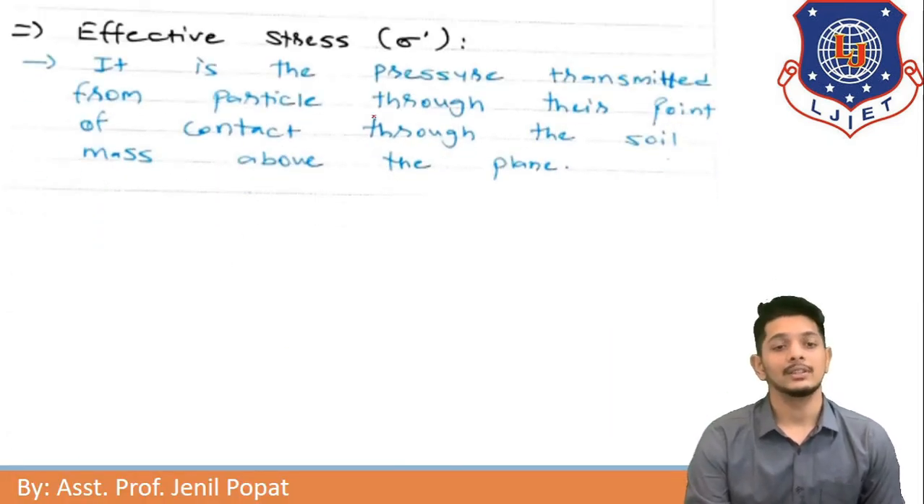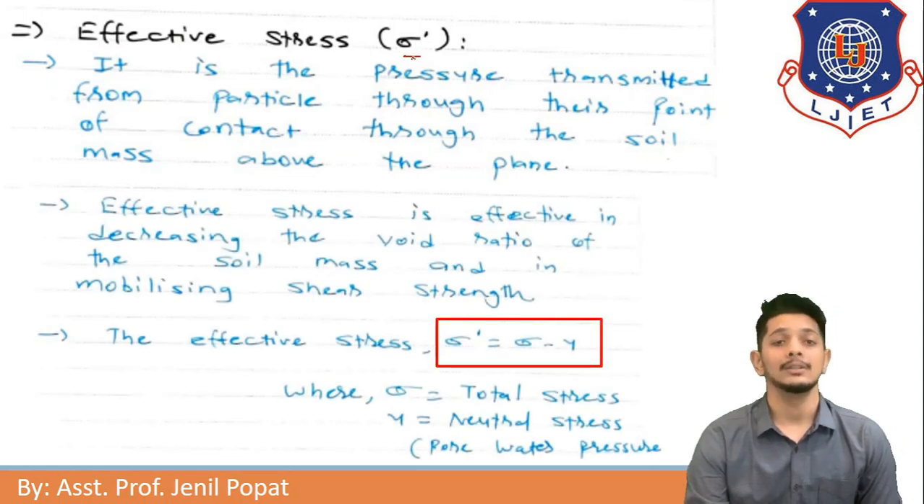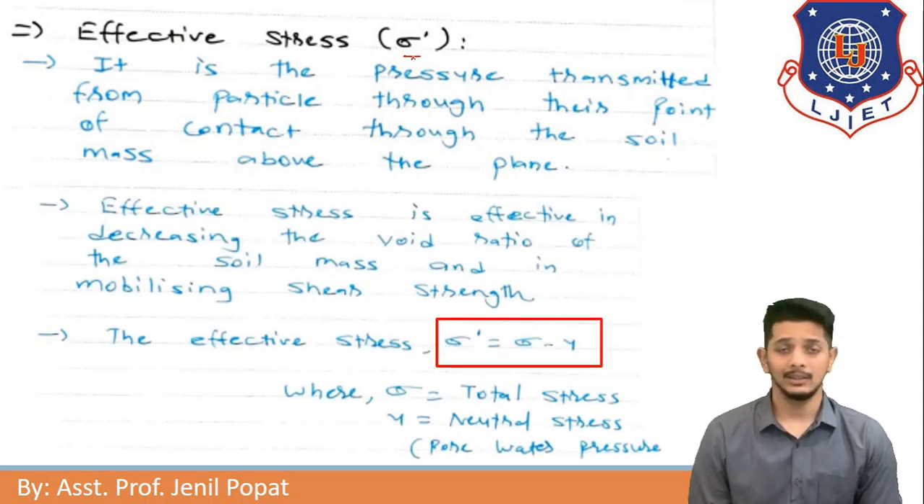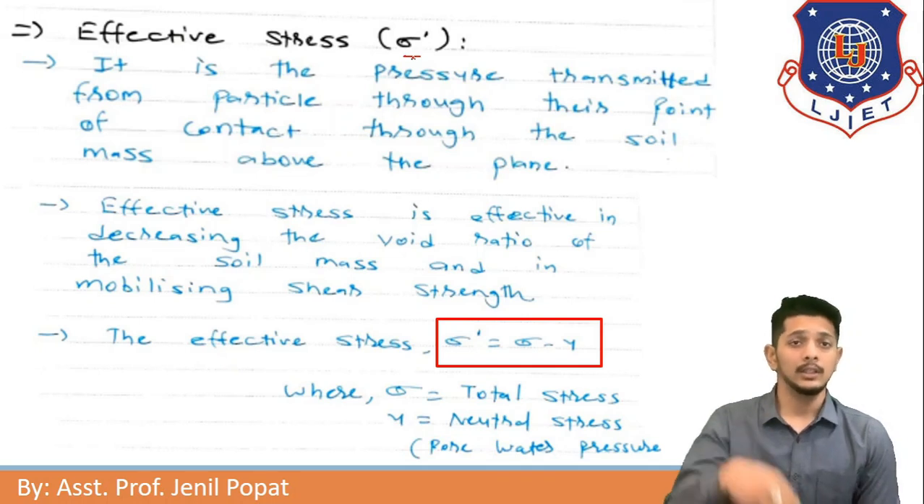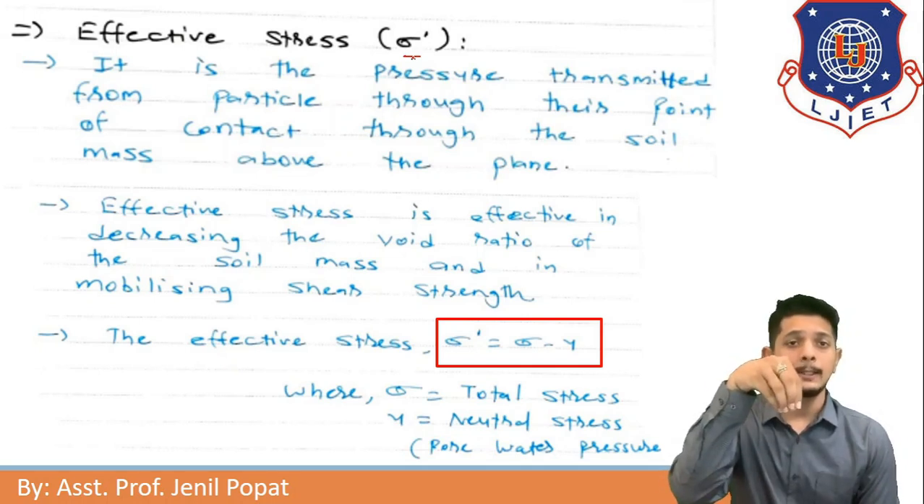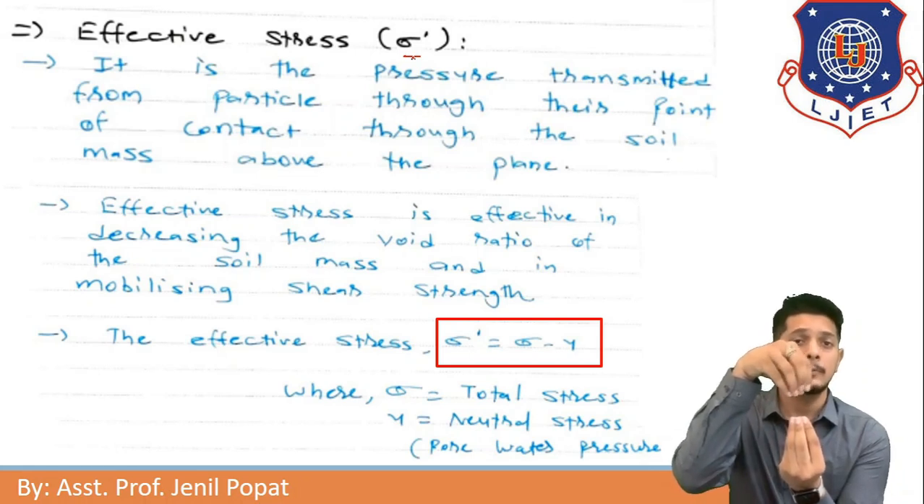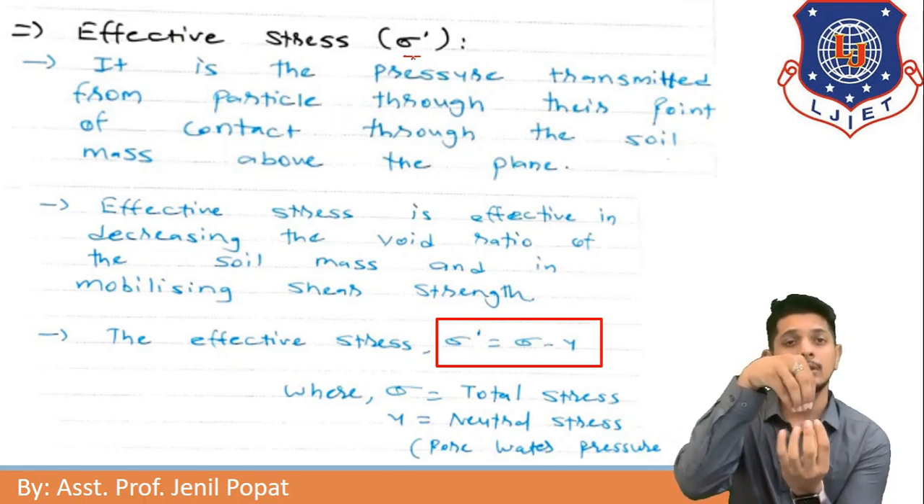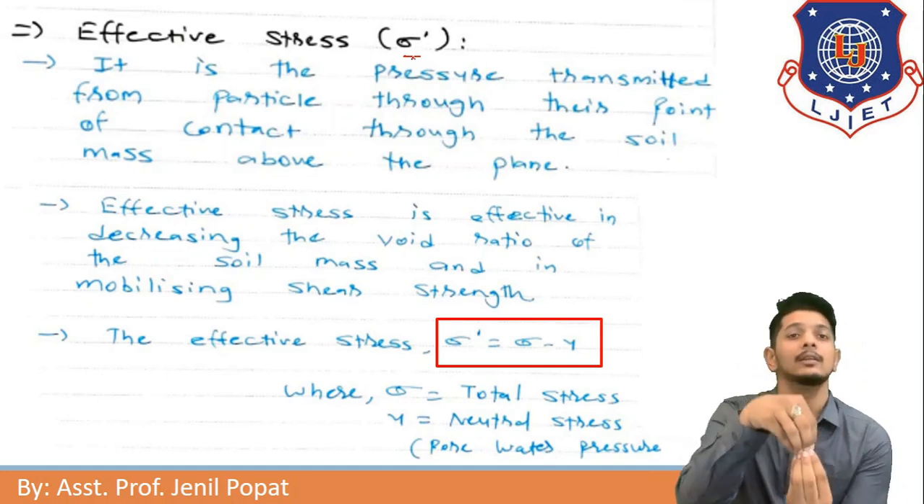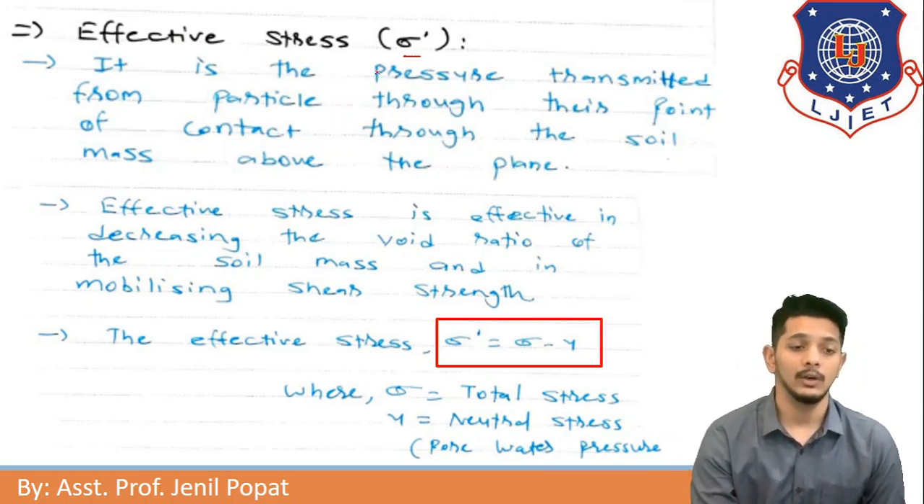Effective stress, which is denoted by sigma dash. It is the pressure transmitted from particle to particle through their points of contact through the soil mass above the plane. So it is nothing but effective stress. If there is some particle and there is another particle, it will transmit the pressure to the bottom particle through the point of contact, and that is how effective stress works.